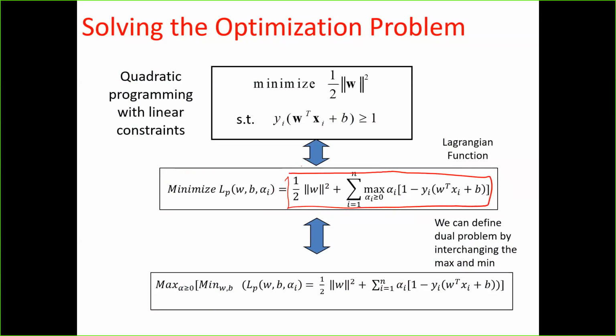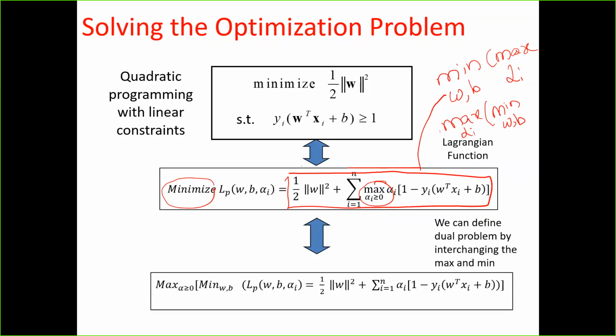Now, if you look at this, there is a minimization and there is a maximization. This function is a minimization of a maximization. You want to minimize it over W and B, and maximize it over alpha I. There are two things in this: multiple objectives, minimization of maximization. When you have an expression like this, you can define the dual problem by interchanging max and min. So if I interchange max and min, what will I get? Maximization over alpha I and minimization over W and B.